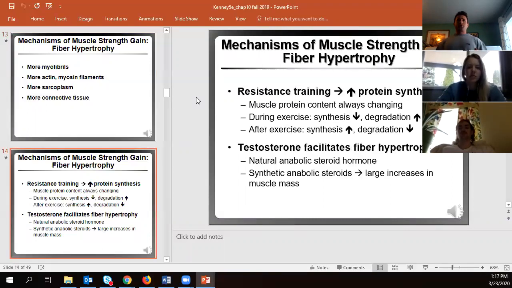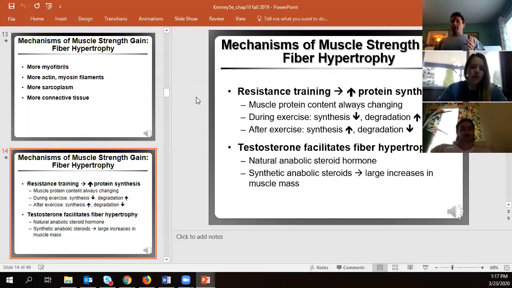So resistance training itself is going to increase muscle protein synthesis and slow down muscle breakdown, okay? Now, when we're actually training, our synthesis is down and our degradation is way up. The key is it's the other 23 hours of the day when we're not training, and then for the next 48 to 72 hours where we've increased muscle synthesis and we've decreased muscle degradation. So we can effectively be building more muscle.